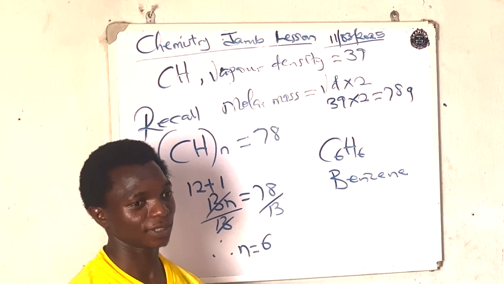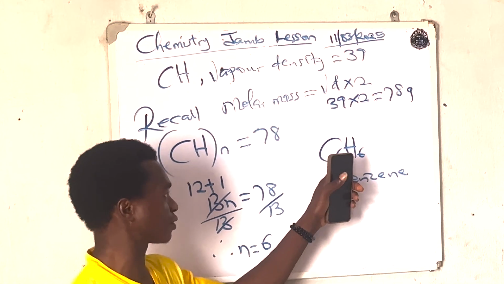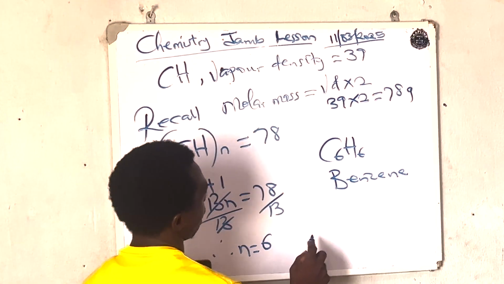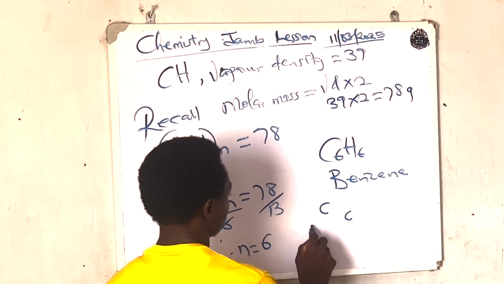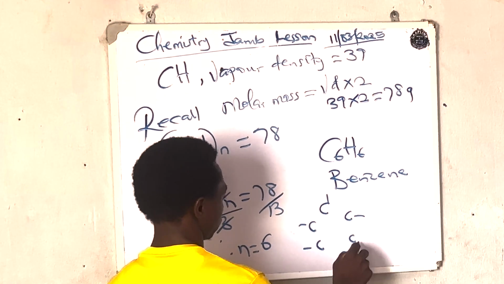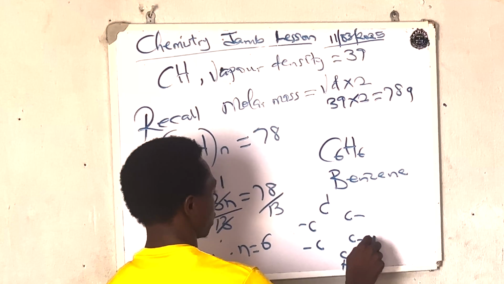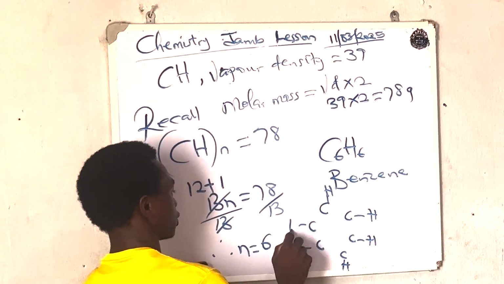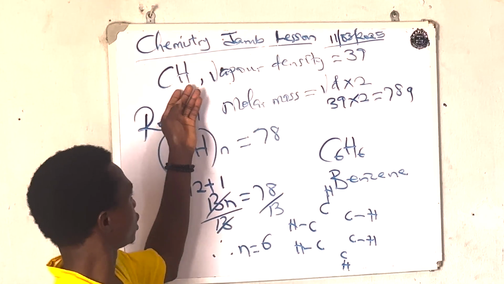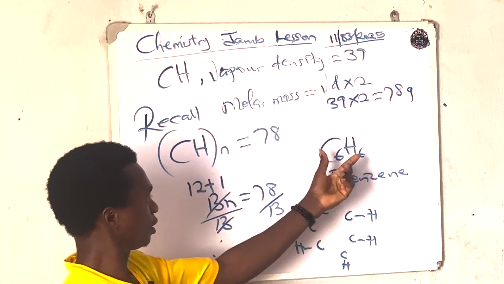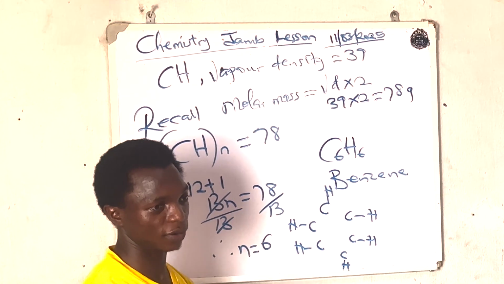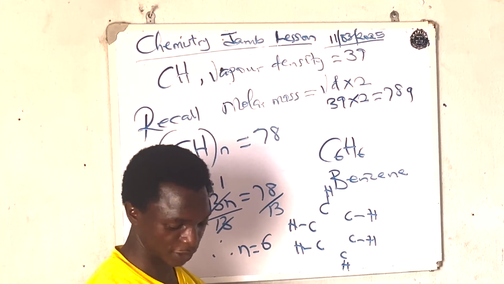It's very simple. Now, if you want to do the structure, remember you have 6 carbon and 6 hydrogen. So the structure will look like this. This is hydrogen, hydrogen, hydrogen, hydrogen, hydrogen, hydrogen, respectively. So this is now the empirical formula of benzene, this is the molecular formula of benzene, and this is the structural formula of benzene, respectively.